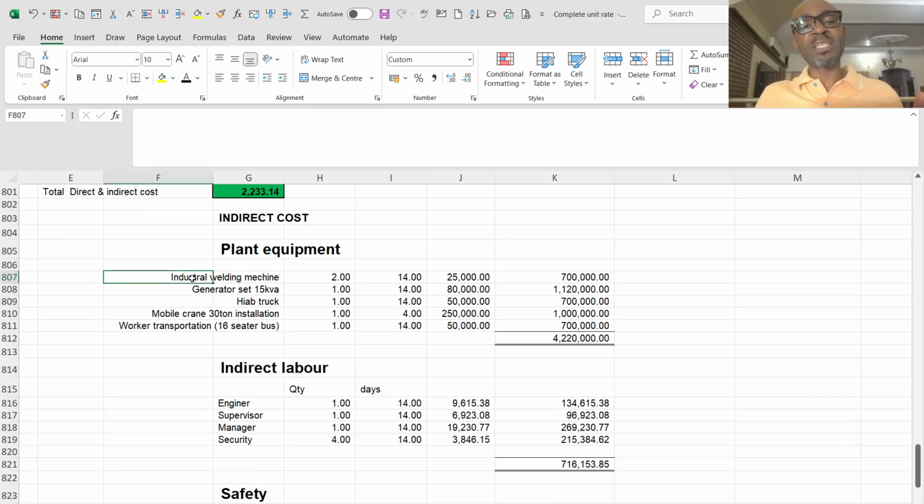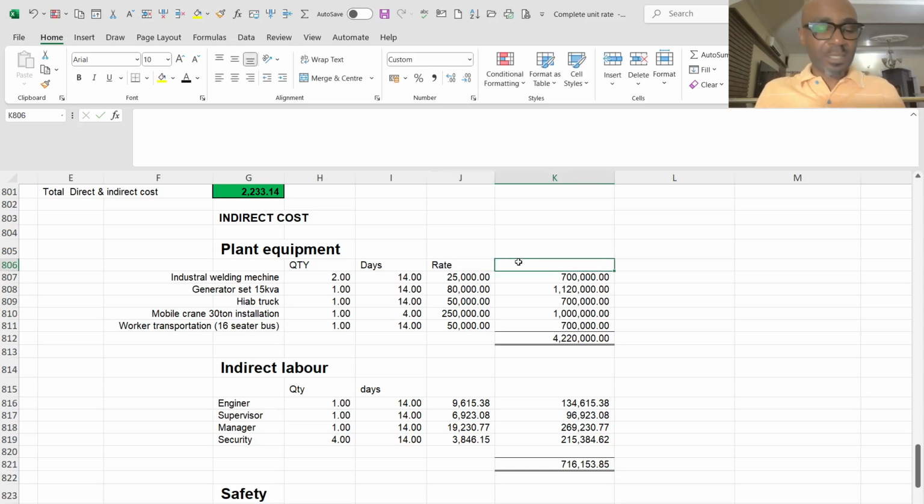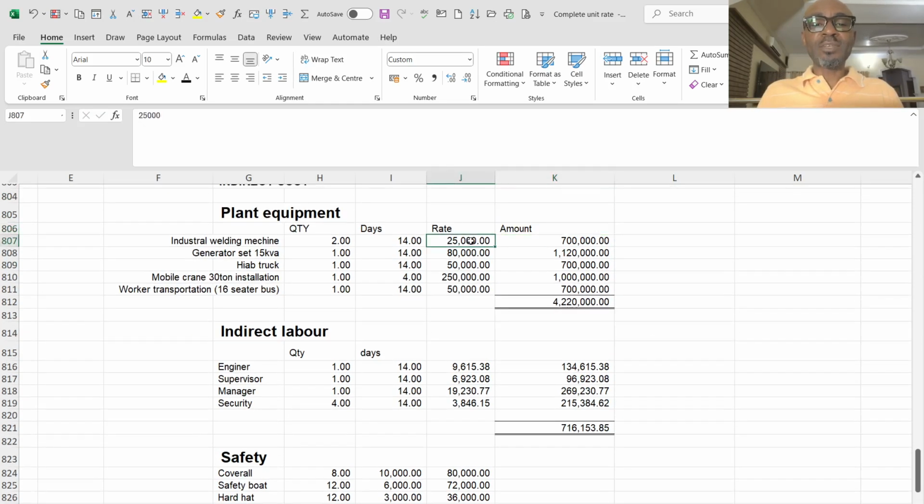I need a welding machine, an industrial welding machine. I need 2 numbers, and it's going to spend 14 days. And cost per day, this is quantity, this is rates, and this is amounts. So the total for the plant and equipment is 4.2 million.